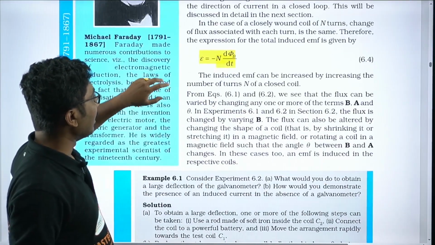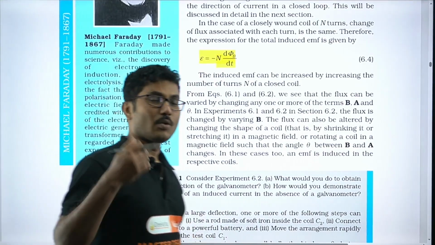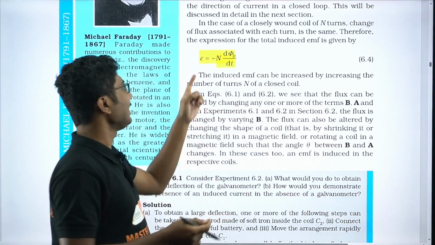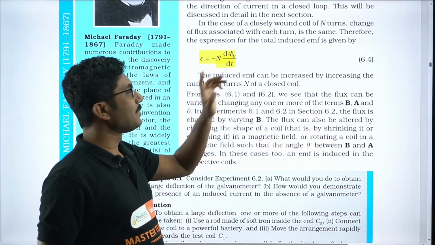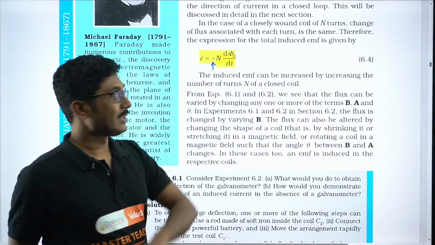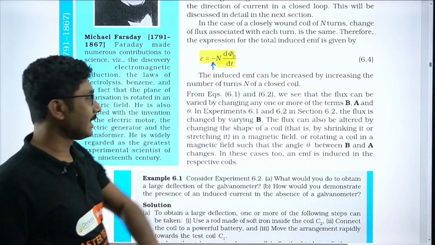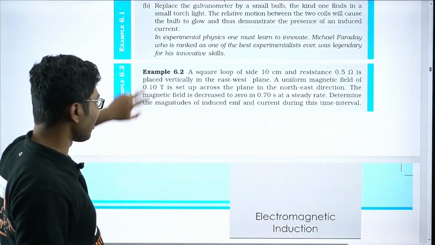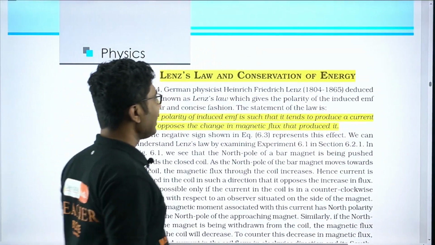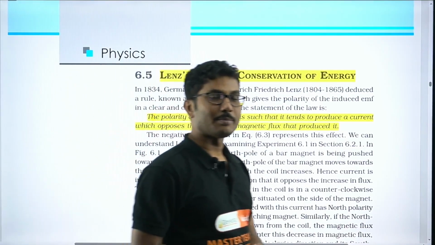Epsilon represents the EMF and it is minus d phi B by dt. Now, this is for only one turn, one coil. If there are N number of turns present, then this epsilon becomes minus N d phi B by dt. As I said, this negative sign is not Faraday's credit, even though it was added to make it technically correct. This sign comes from the next law, Lenz's law, and conservation of energy. This negative sign was contributed by Lenz.